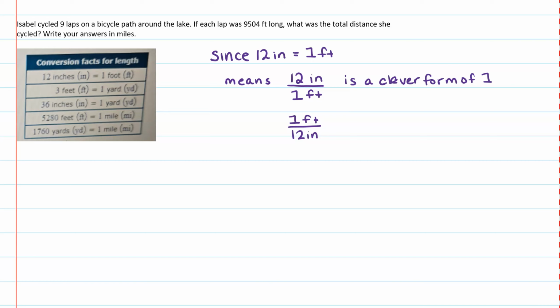So now you're going to use what the problem gives you and then use conversion facts to get to what the question is asking for. Okay, so in our problem, the problem says Isabel cycled 9 laps on a bicycle path around the lake. If each lap was 9,504 feet long, what was the total distance she traveled in miles?